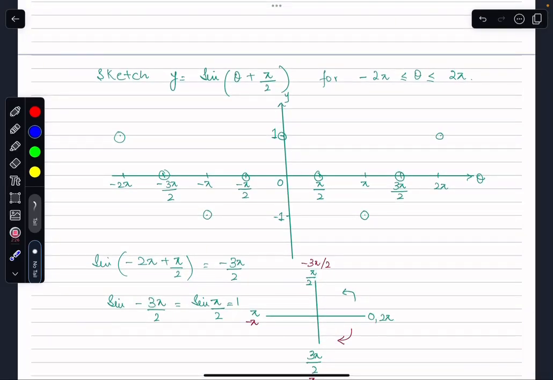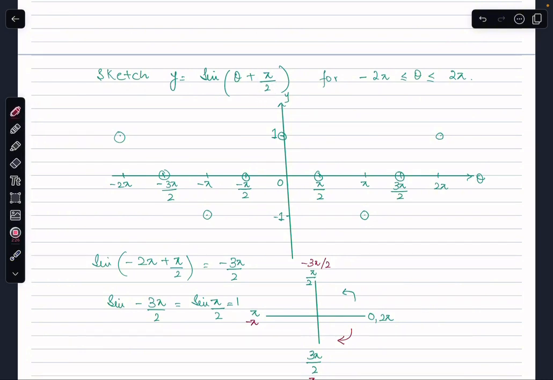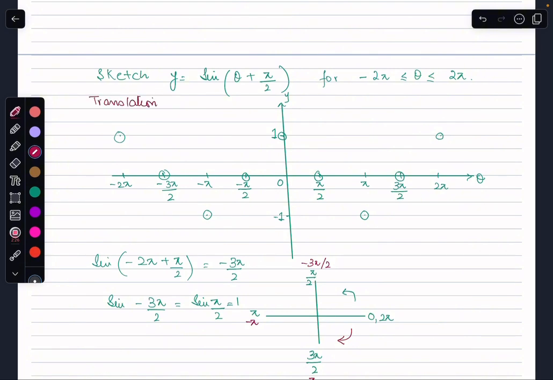Sketch y equals sine of theta plus pi by 2. Now my c value here is pi by 2. Therefore, I know that this is going to be the translation. The first thing that I know according to the question is that this is the translation along the x-axis by negative pi by 2 and a 0.